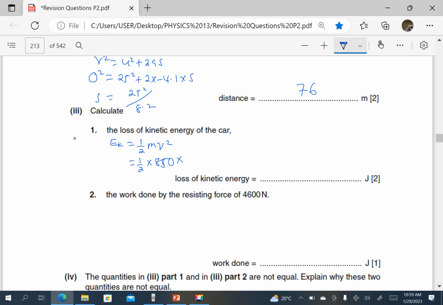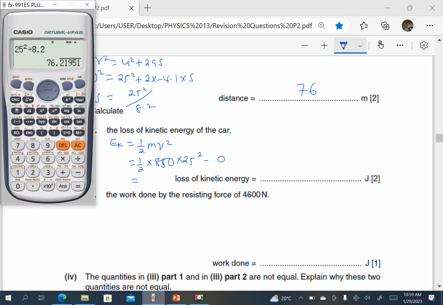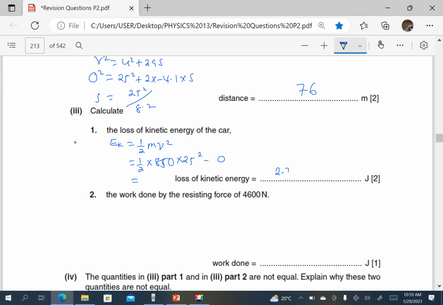Then times, remember its initial speed was 25. Then it became zero. So I would say 25 squared. So this is the initial kinetic energy, but finally it becomes zero. So I can say minus zero because the other one is zero. So this is going to be 0.5 times 850 times 25 squared, which is 2.7 times 10 power 5 joules.